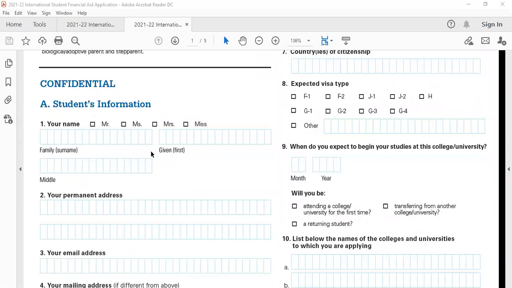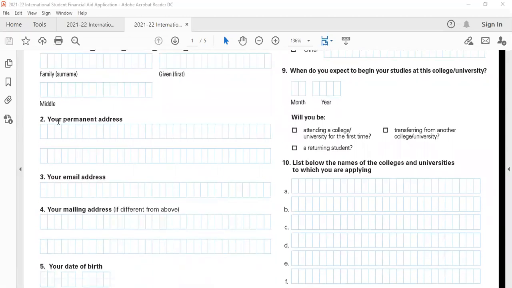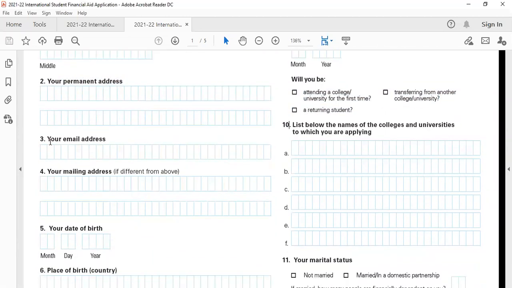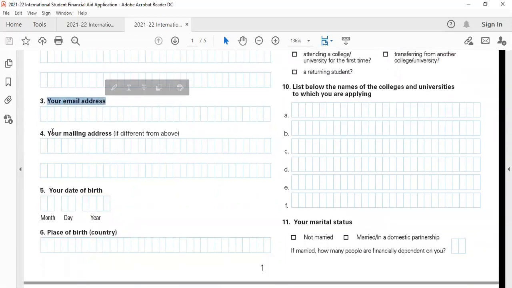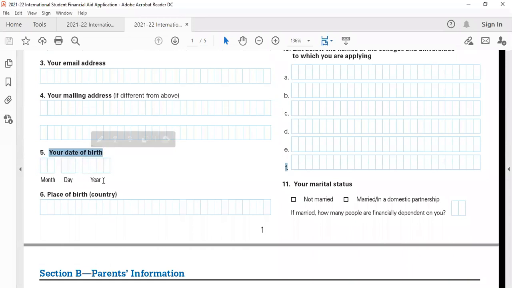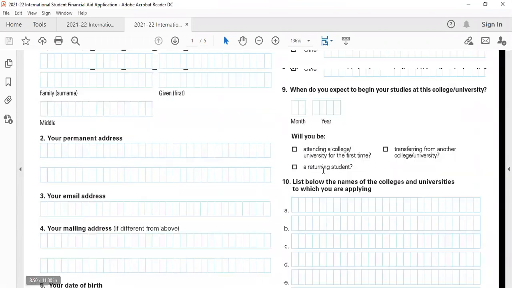Your names, you need to mention your full name, your middle name, your surname over here, enter your permanent address over here, enter your email address here, your mailing address over here, your date of birth in MMDD format, where it's in the month, day, and year, which is slightly different than how we enter dates here in India, where we enter the day first, followed by month, and then the year. Enter your place of birth, the country of birth over here in question number 6.